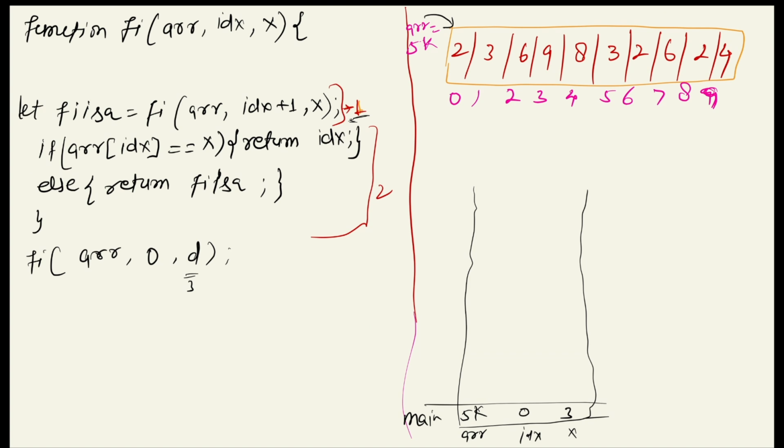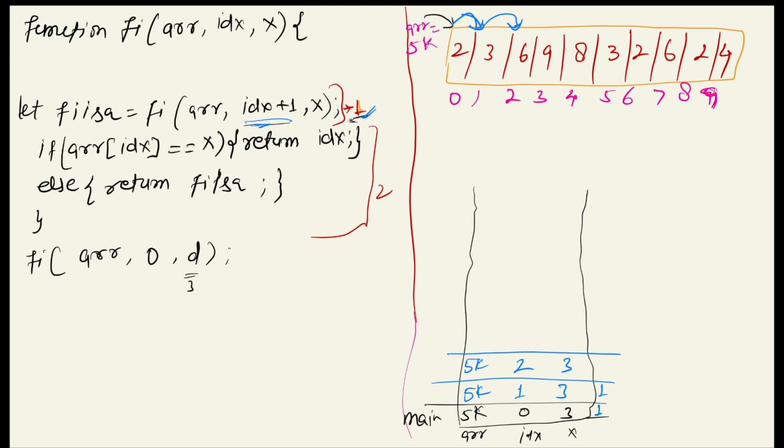Okay, so on this 0 index, what it is doing is increasing the index value. So whenever line number 1 executes, it will call again with the address of the array, and the index value increases, so it will be pointing to 1. The value of x will be the same, and again line number 1 will be executed and it again increases the value of index, so it will now be 2, and the remaining is the same.